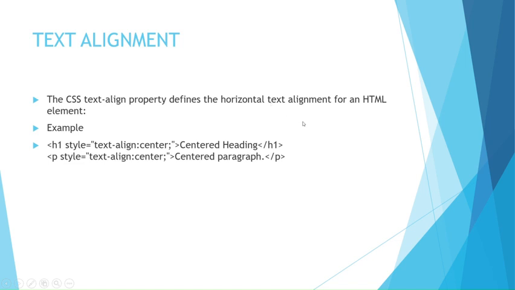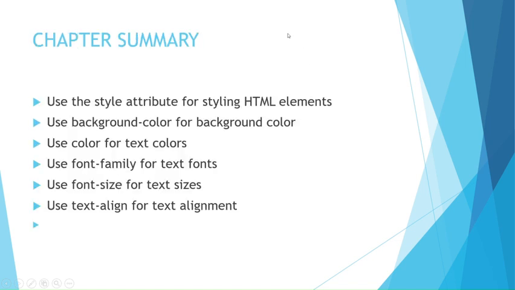So next we have the chapter summary, the summary of our chapter which we have learned today. So let us know more about it. Chapter summary: use the style attribute for styling HTML elements. Use background-color for background color. Use color for text colors. Use font-family for text fonts. Use font-size for text sizes. Use text-align for text alignment.